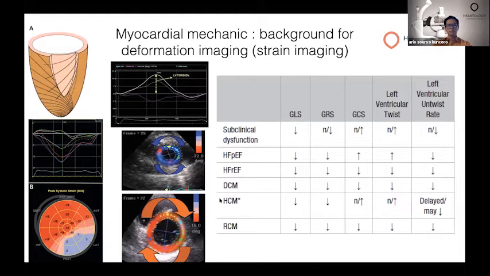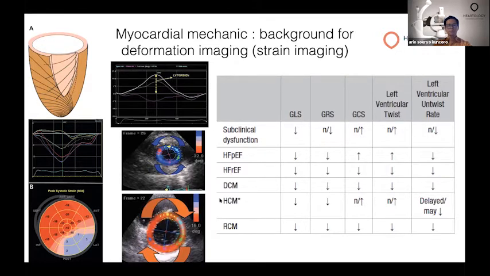And another new parameter aside from ejection fraction is deformation imaging, as I have mentioned earlier, or some call it strain imaging. Strain imaging is a parameter of echo where echo can pick up and evaluate the pattern of myocardial layers' activity during systolic and diastolic. And this is considered more sensitive than ejection fraction. The results of assessment are GLS, global longitudinal strain, GRS, global radial strain, and global circumferential strain.